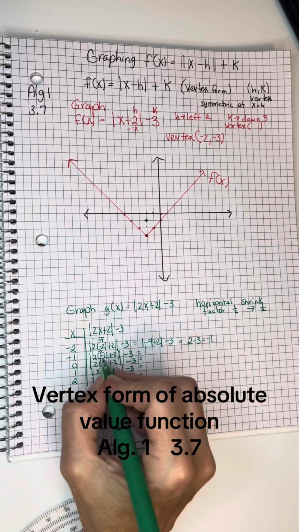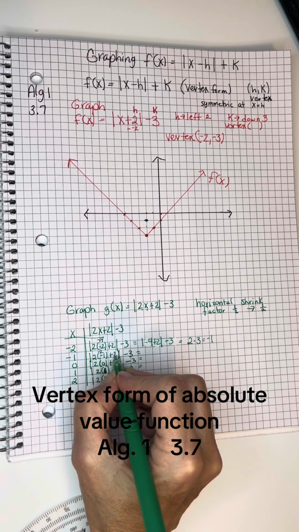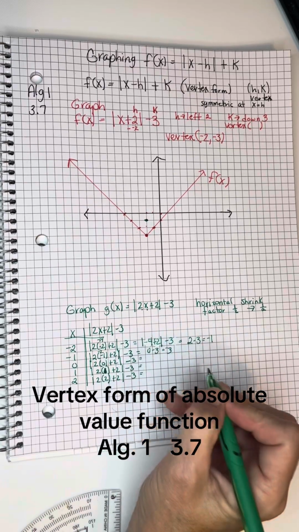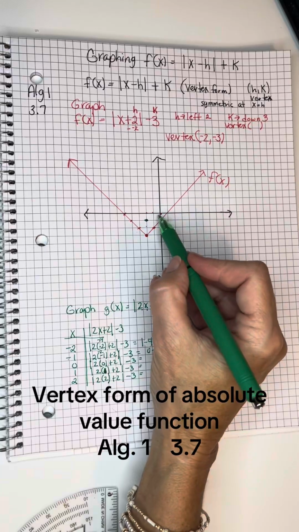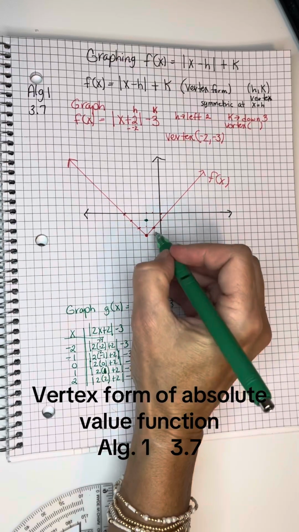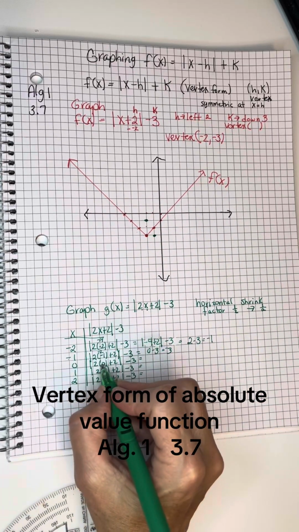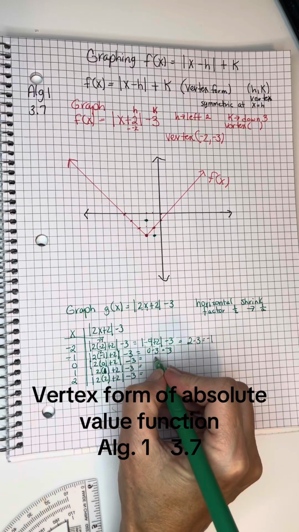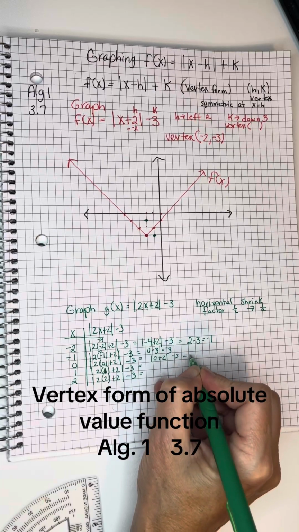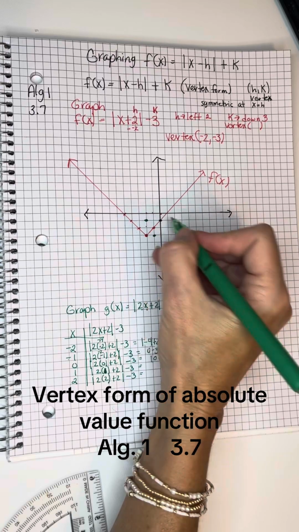All right. 2 times negative 1 is negative 2. Negative 2 plus 2 is 0. The absolute value of 0 is 0. So I have 0 minus 3, which is negative 3. So I'm going to graph negative 1, negative 3. Negative 1, 1, 2, 3. All right. Got one there. Okay, 2 times 0 is 0 plus 2. The absolute value is 2, and 2 minus 3 is negative 1 again. So 0, negative 1, right here.